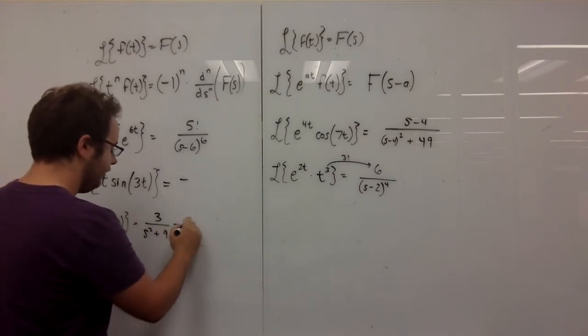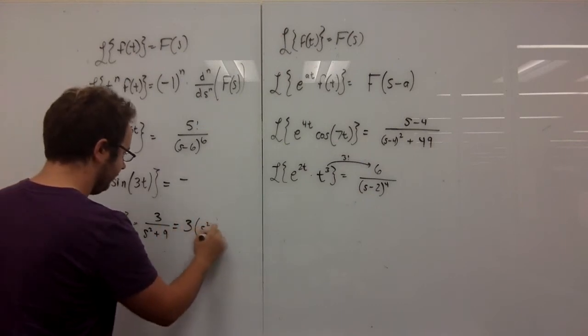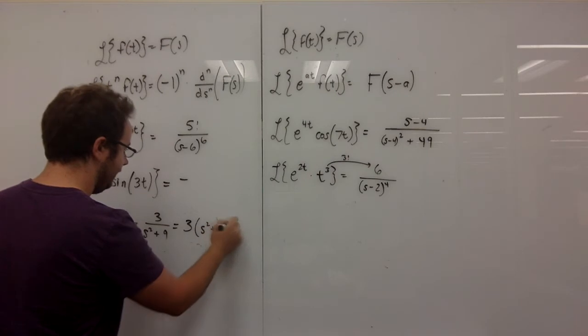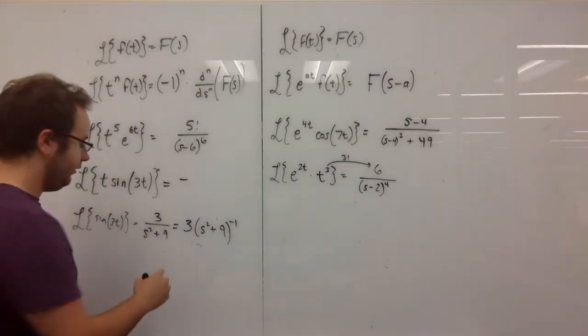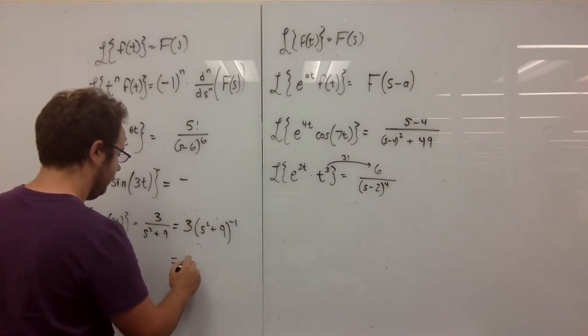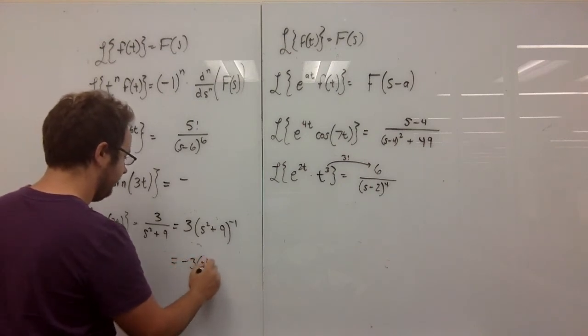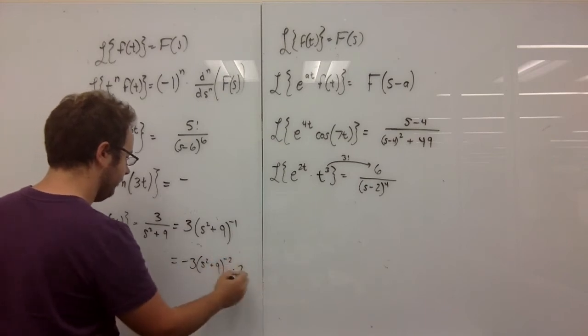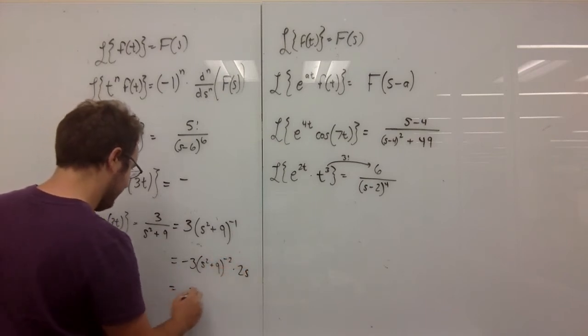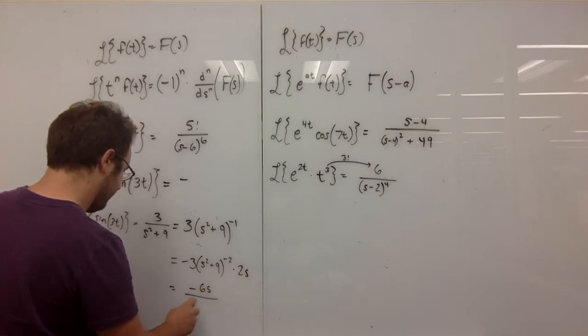For differentiation purposes, I'm going to write this as 3 times s squared plus 9 to the -1, so that when I apply the power rule, -1 will come down in front. So -3 times s squared plus 9 now to the -2, times the derivative of the inside function, which is 2s. So we get -6s over s squared plus 9 squared.